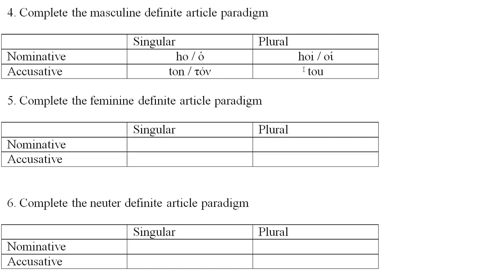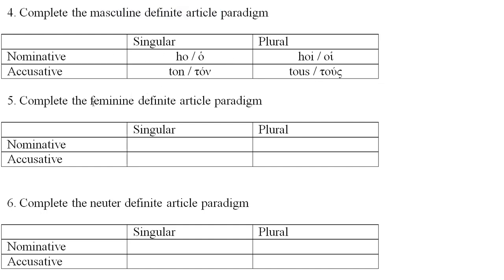So in English, that would be tous. And in Greek, that would be tau, omicron, the acute accent, then the upsilon, and then the final sigma. There we go. Tous. So that's our masculine definite article chart.